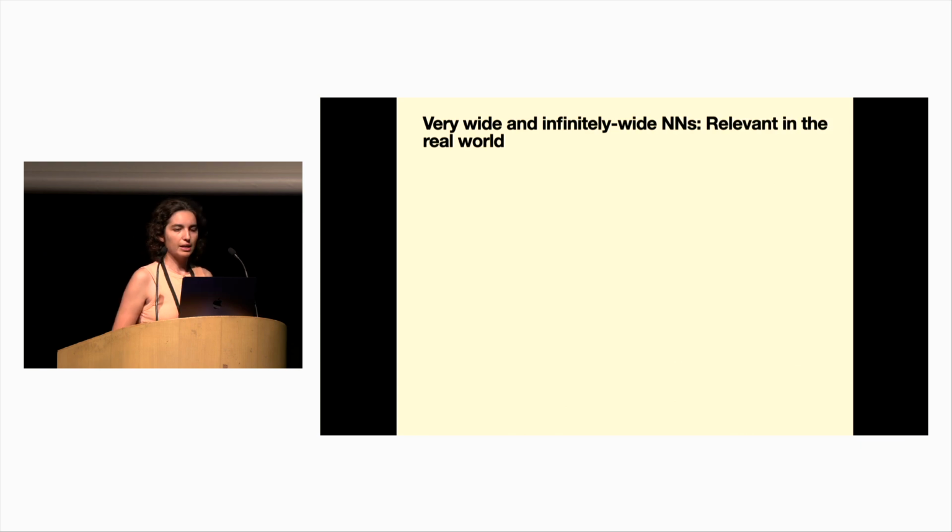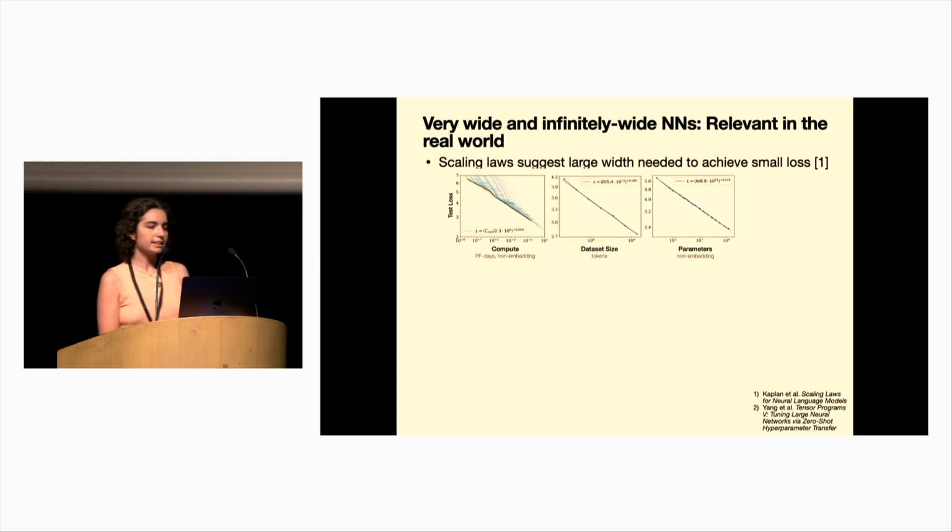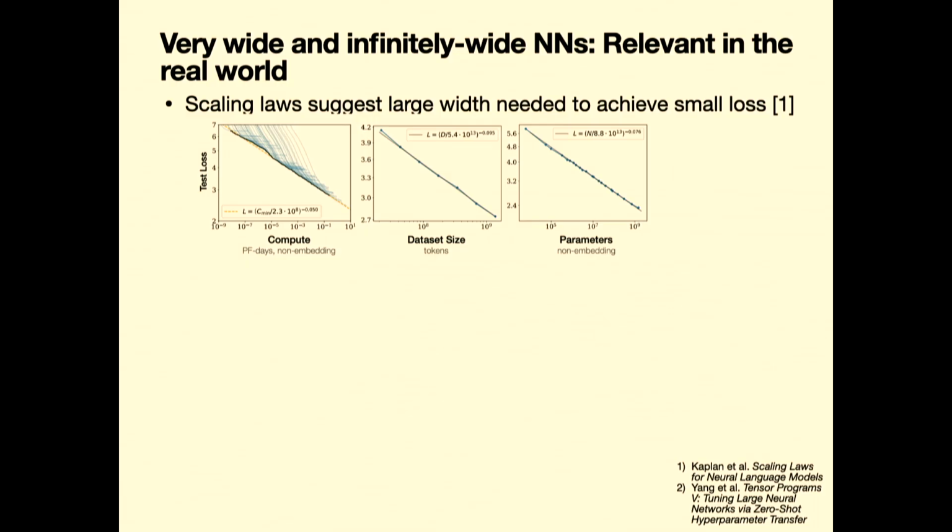Well, really wide neural networks are relevant in the real world for a couple reasons. First is that we've seen from a lot of scaling laws that have appeared in the literature recently that large width neural networks are required to achieve small loss. So here we can see that there's a polynomial decay of the loss with the number of parameters, and typically the width scales something like the square root of the number of parameters.